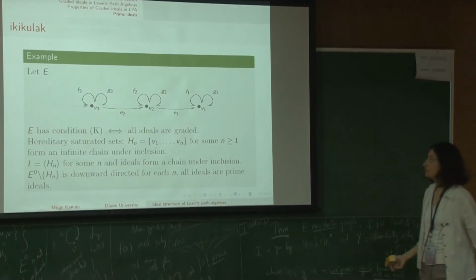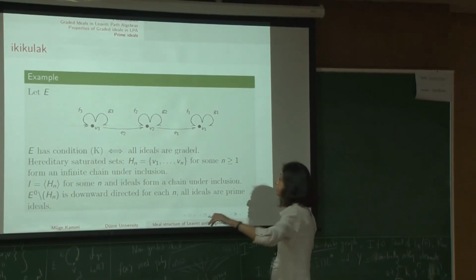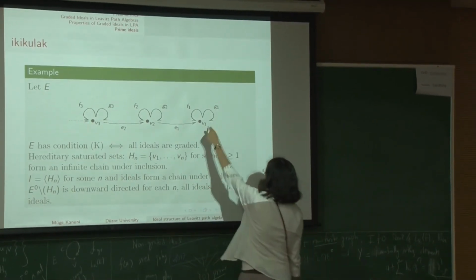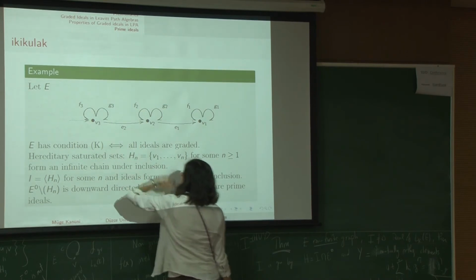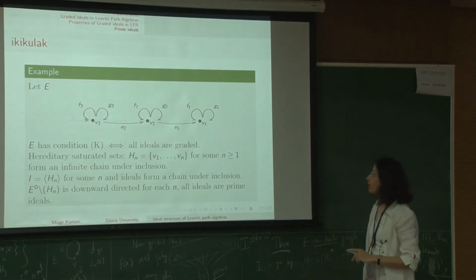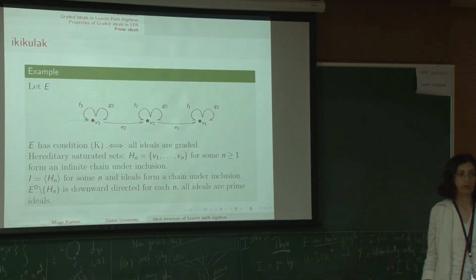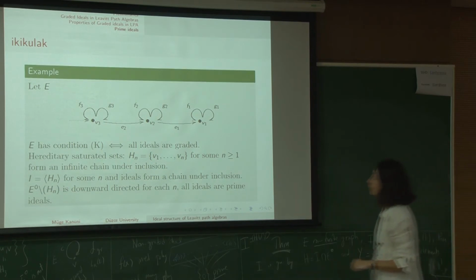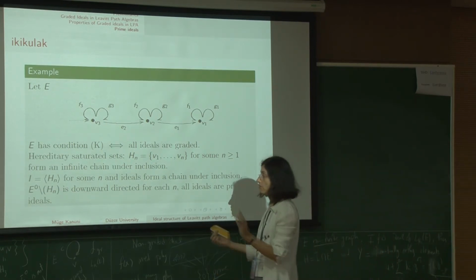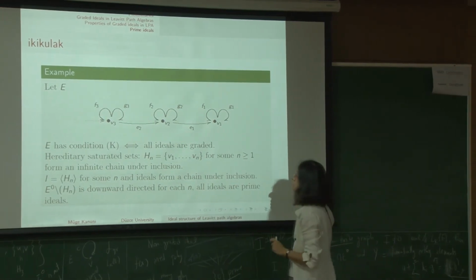Okay, this is another interesting example. You have an infinite graph, infinitely many vertices. Every vertex has two loops, and there is an edge from v_{i+1} to v_i. It has Condition K. If you have a loop, you have two loops. So all ideals are graded. So I don't have any non-graded ideals here. Look at the hereditary saturated sets.